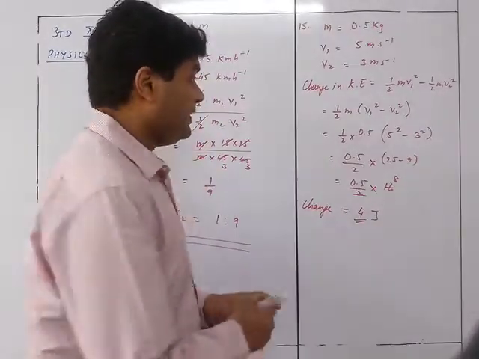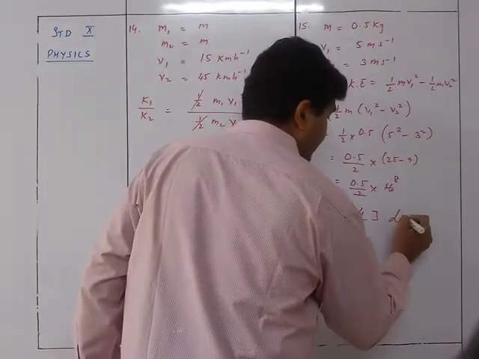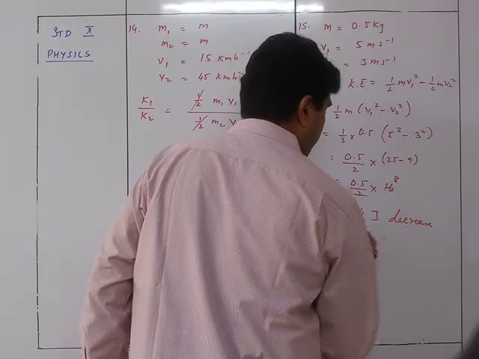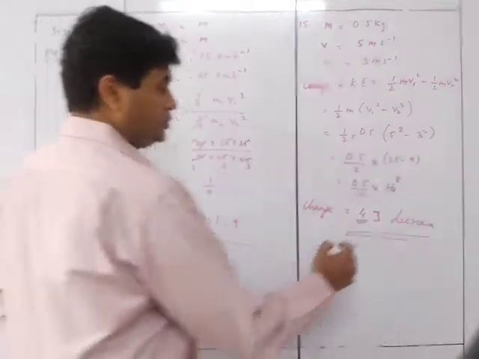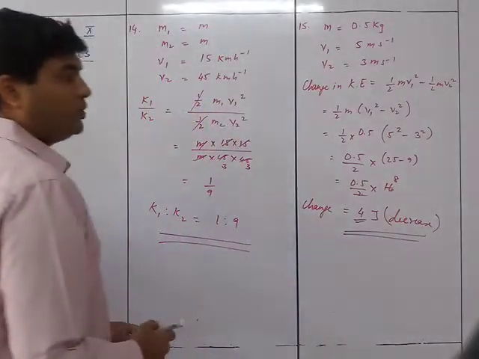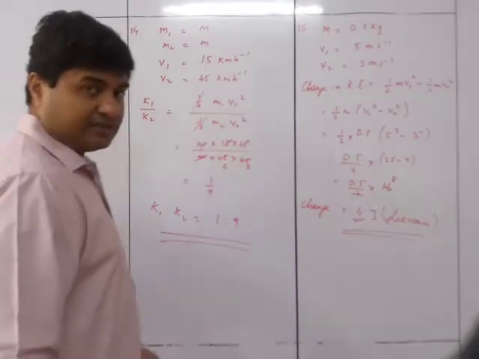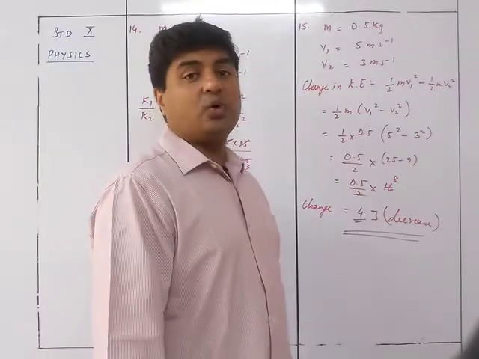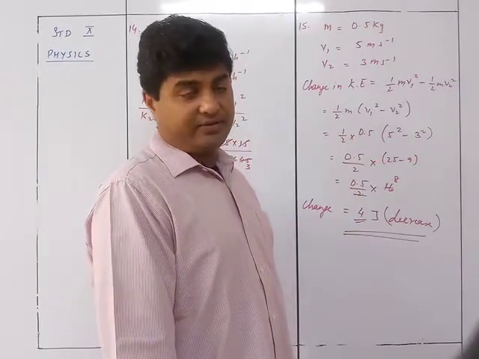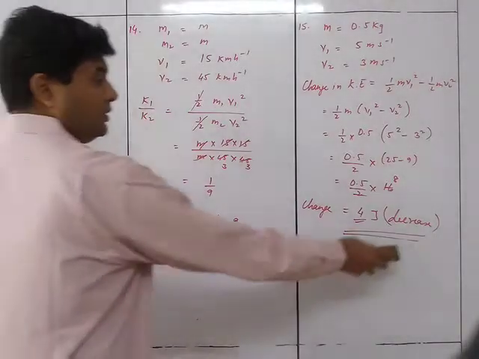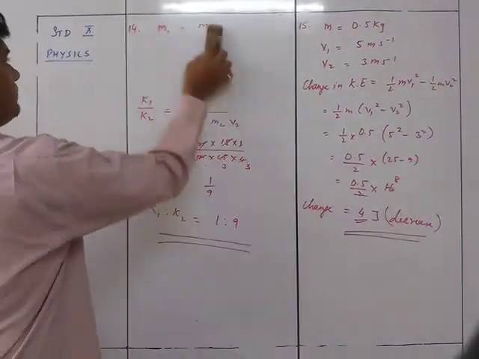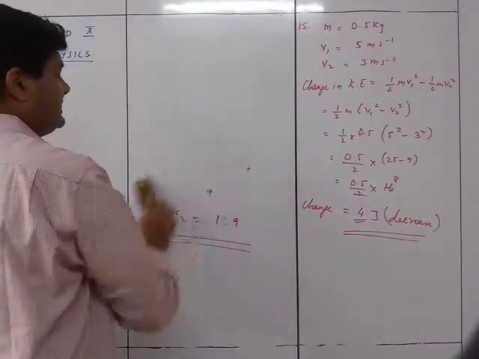And yeah, that will be decreasing. You need to write decrease by, so it will be a decrease of 4 joules. That's important to write over there because we were asked the change. So you need to write whether the change was in the increasing order or the decreasing order. That's why the answer should have this decrease also. We now move on to sum number 16.